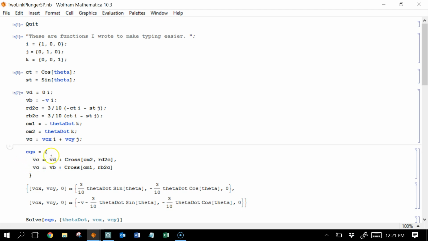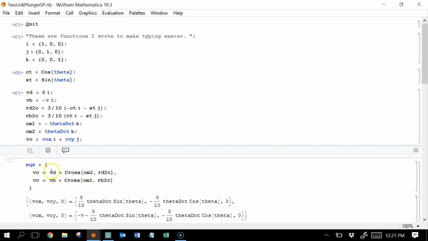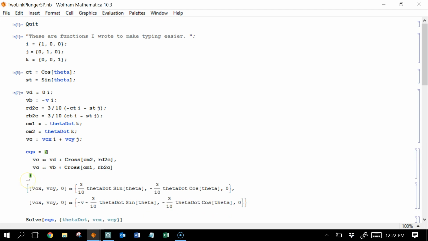And then here are the special point equations. There's 2 of them. So you have a set of equations, that's why you have the curly brace. And then you just type them in. Velocity of C is equal to the velocity of D plus the cross product of omega and R. Make sure you put the order in properly. It's the first vector and then the second vector. If you do it backwards, R, D to C, comma, omega 2, you're going to get the negative of that. So it's always omega cross R, omega cross R. Okay. So I just typed in those equations and then we'll just execute those.